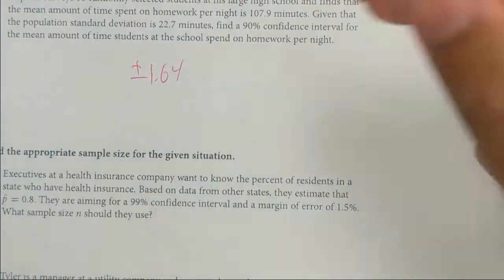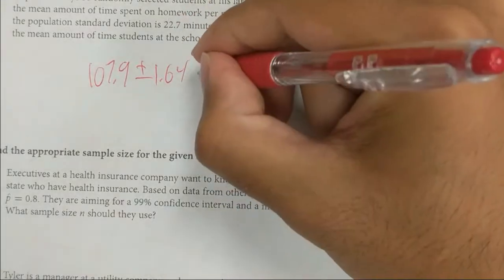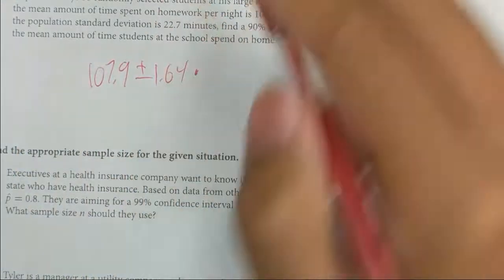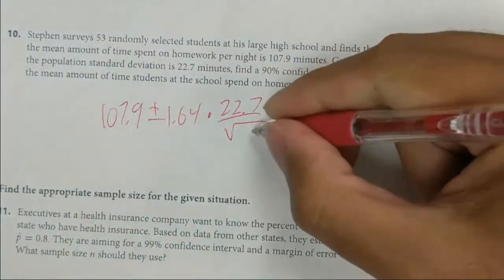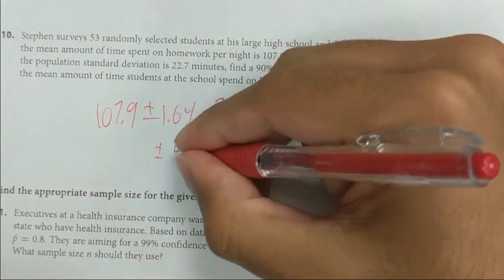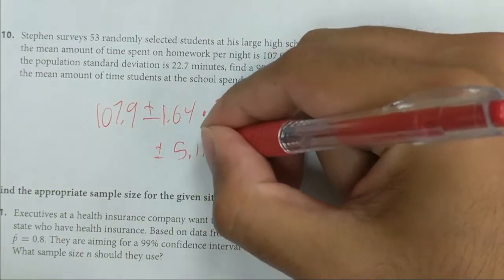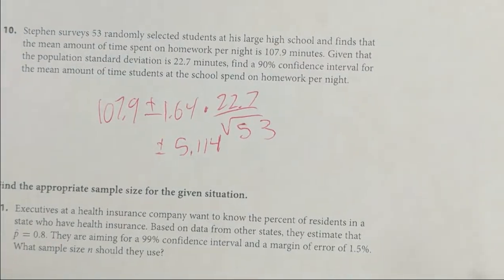Okay, sample mean 107.9 times sigma divided by square root of n. Okay, so here's our margin of error.